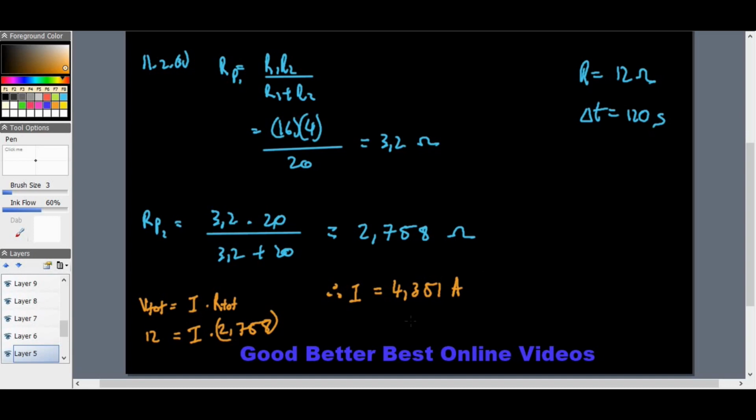Okay, so what we do is we say that the current going through the 12 ohm resistor is going to equal the total current, which is 4,351, minus the current that is going through the parallel circuit, which is 3,75 that we calculated earlier, and that'll give us 0,601 amps. Okay, so that is the current going through the 12 ohm resistor on top.